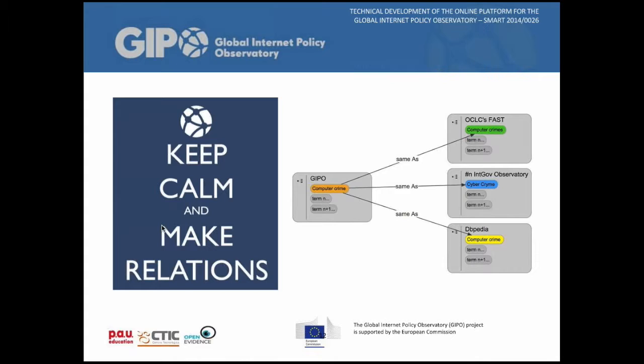Don't worry, because technology comes to the rescue, and we can use semantic technologies to link, to make relations between our taxonomies. For instance, this is more or less the same example that Vladimir used. Instead of cybersecurity, we use computer crime. Maybe this kind of taxonomy that we use in GIPO, we can say that this term is the same as the term used by the FAST classification used in libraries and other experiences.